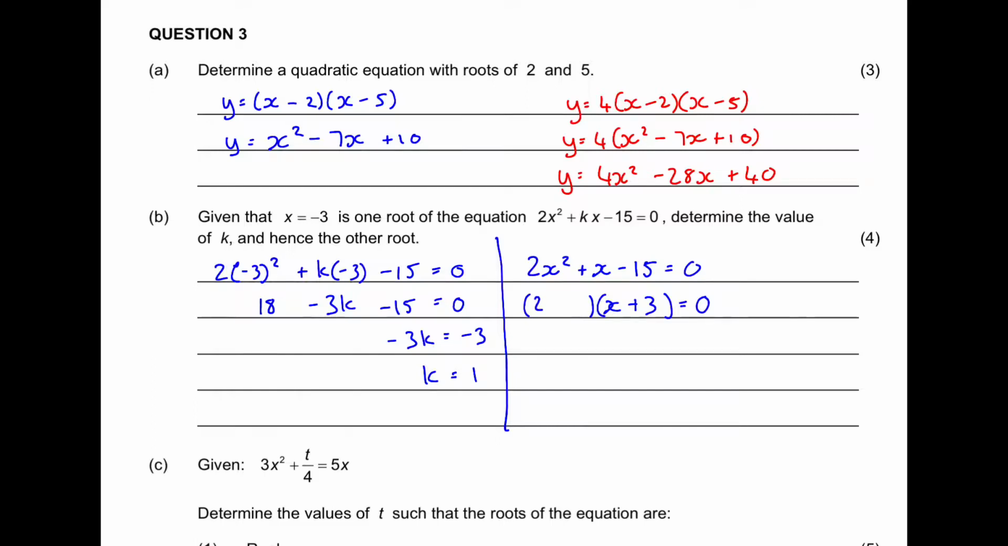Now we can just use inspection to work out what the other bracket is. It needs to be 2x minus 5. And why is that? Because we know that x must be multiplied by something to get 2x squared, so therefore that's 2x. And we know that 3 must be multiplied by something to get negative 15, so therefore that's negative 5.